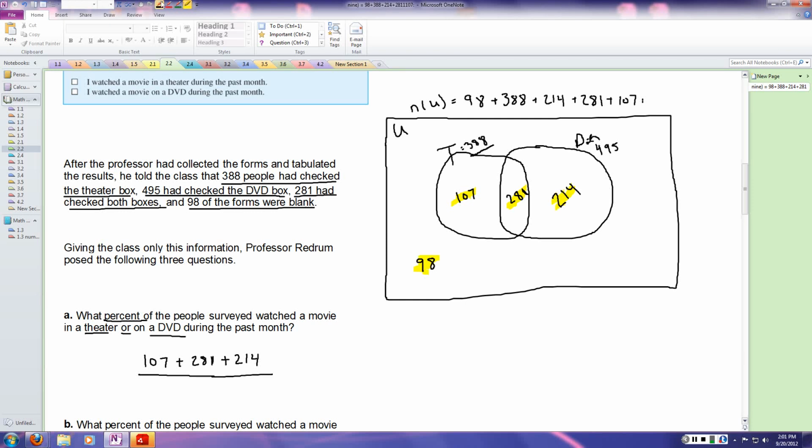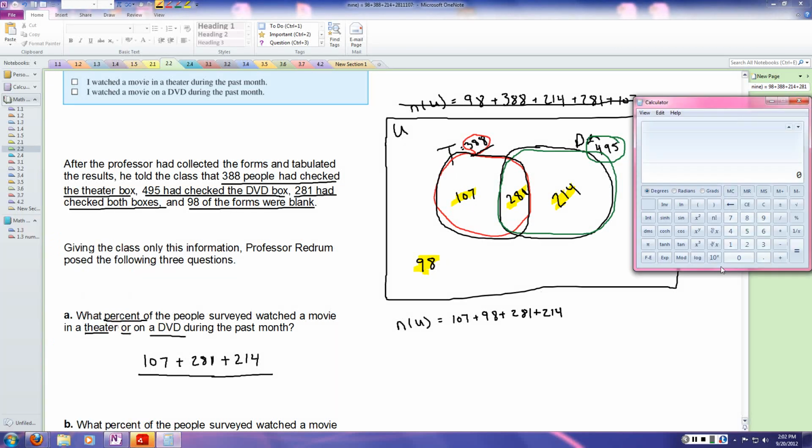I do not add what I have in red because what I have in red is going to be the sum of this circle, which would be 107 plus 281. And then over here, what I have in green is going to be the sum of the DVD circle. So this would not be correct. The number of people in the universe would be 107 plus 98 plus 281 plus 214.